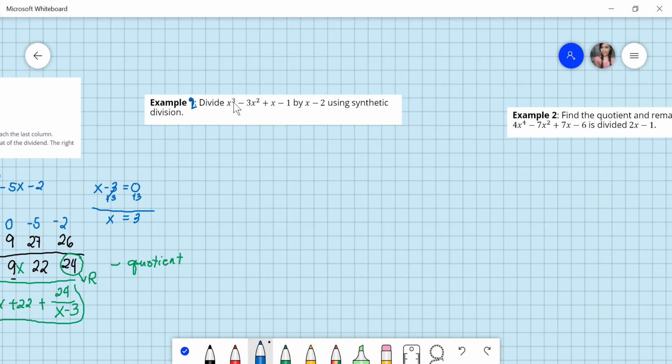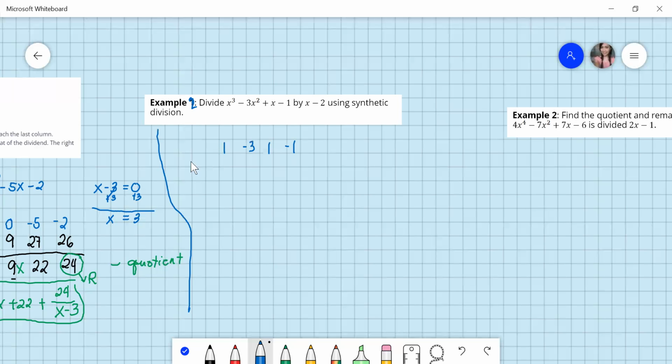So you have 3 as the highest degree, and then 2, and then 1, and then a constant. So it's complete and arranged in descending order. All we have to do now is get the coefficients. The coefficients are 3 for the first term, -3, and then 1, and then the constant is -1.